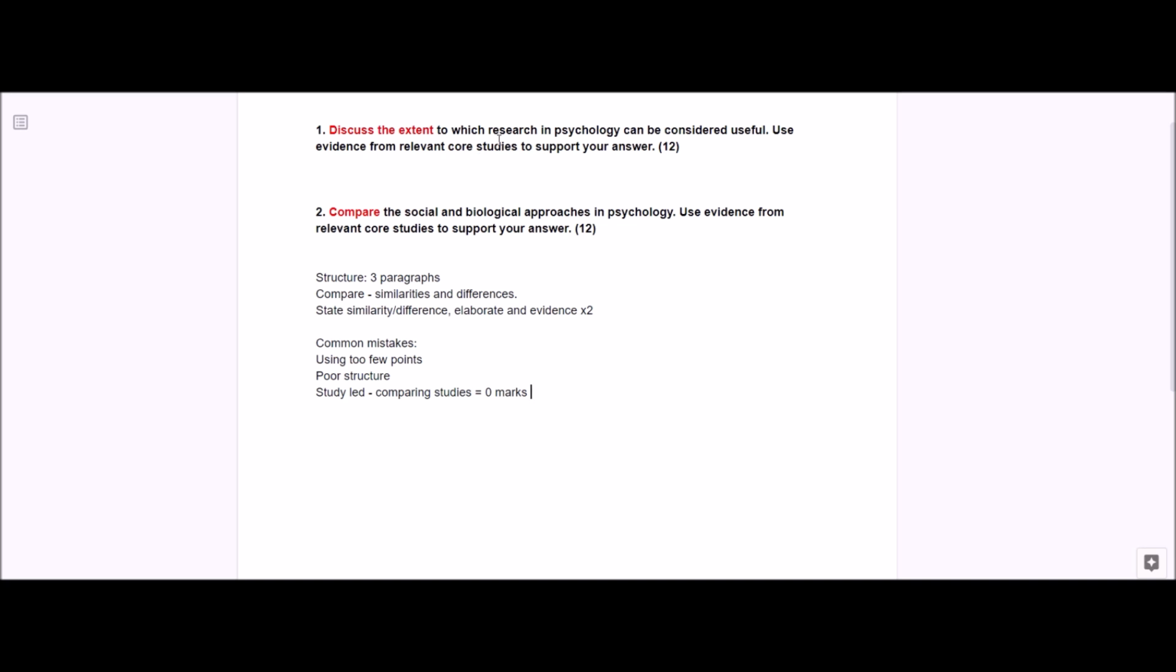Because in this one, even if it's study-led, you're still going to pick up maybe a mark or 2 because you're still discussing a piece of research in psychology and if it's useful. So in that one, you would still pick up maybe a mark for what you've said. In this one, if you're comparing 2 studies against one another, you're completely doing a different thing to what the question is asking you. Therefore, you get 0 marks for it. So any paragraph which is comparing just 2 studies against one another gets 0 marks straight away. Okay, so that was a common mistake.